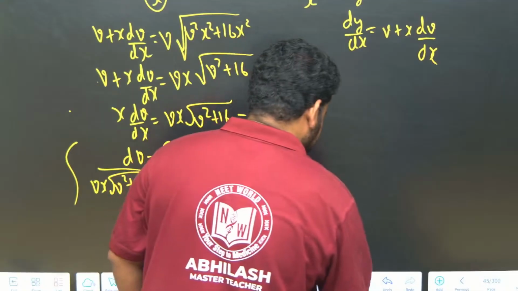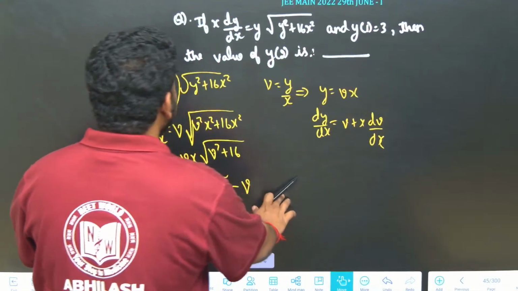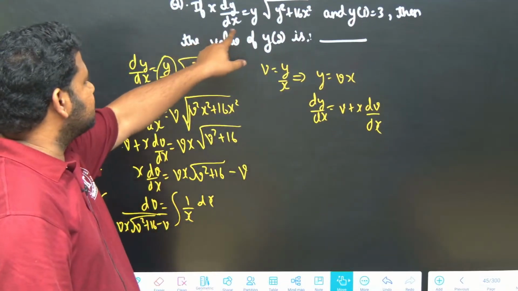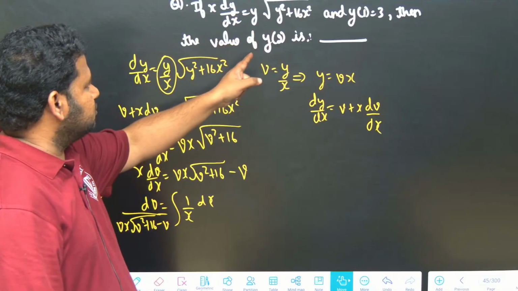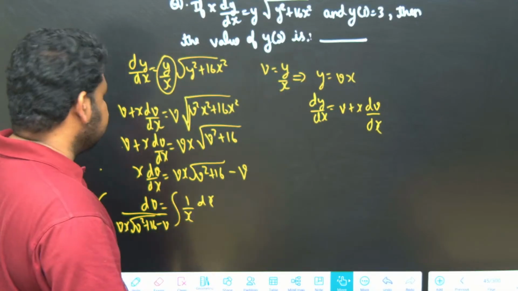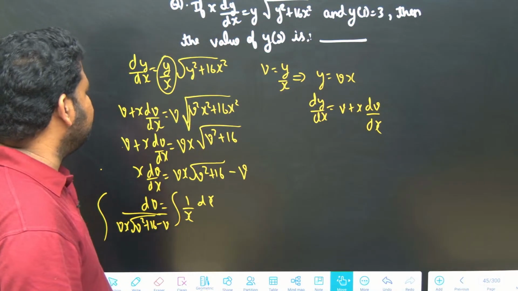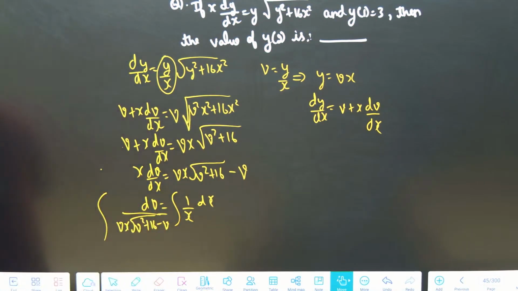So what is the question that we have here? As you can see, x into dy by dx is equal to y into square root of y square plus 16 whole square, and y of 1 is 3. They are telling y of 1 is 3, then the value of y of 2. Let me have a look at the question once again.